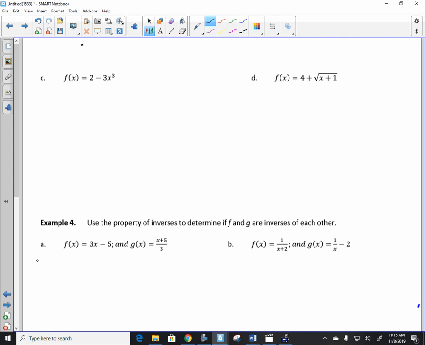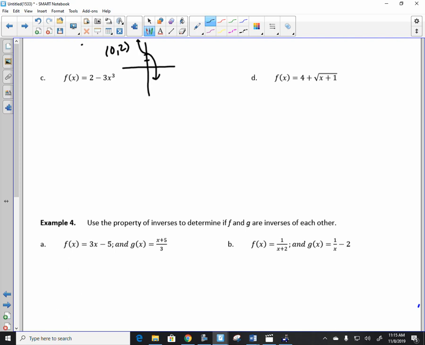Sometimes you know exactly what the graph looks like. 2 minus 3x cubed. It's a cubic. It's upside down. It's shifted up 2 units. Everybody agrees that that goes through the point 0, 2. So we'll see if you've been paying attention. If that function goes through 0, 2, what is its inverse going to go through? 2, 0, right? So I'd like to see an inverse that goes through 2, 0. If it doesn't, then I did something incorrectly.